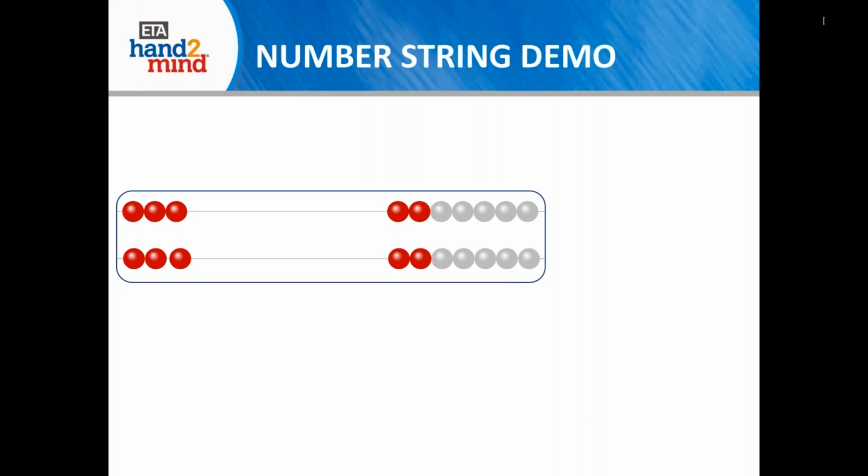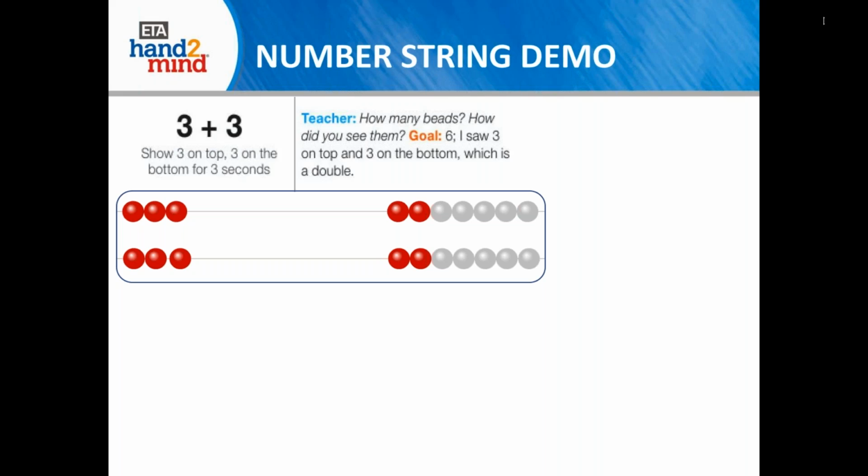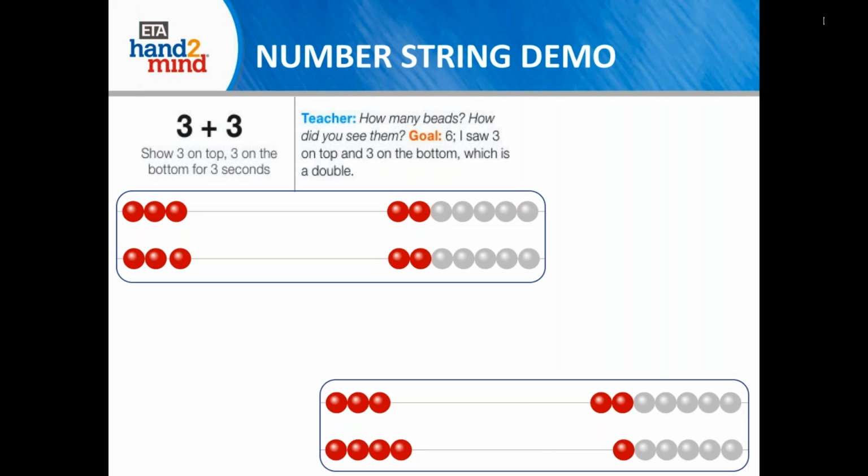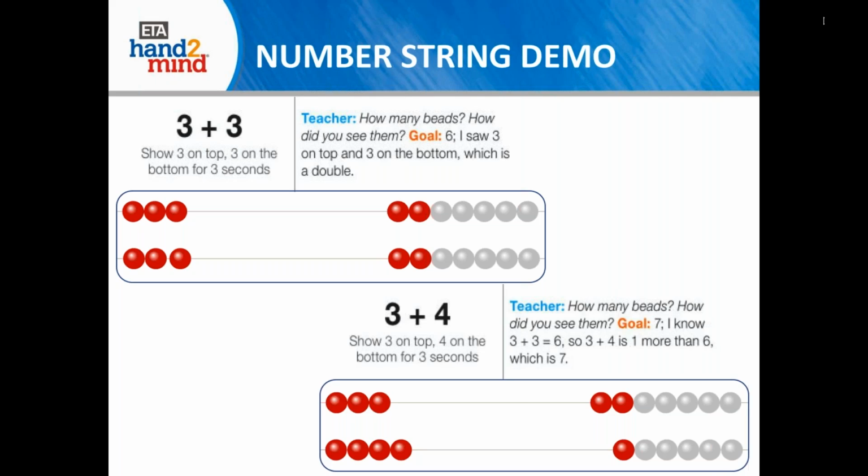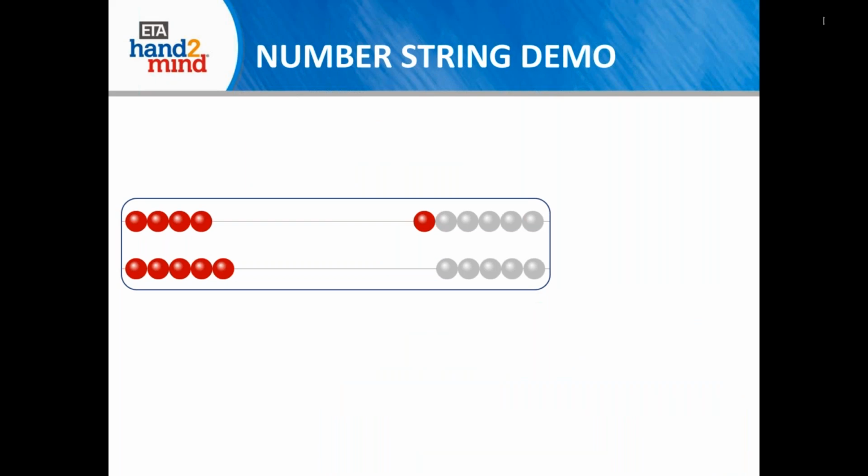Let's keep going. What if your next problem was 3 plus 3? Well, you would obviously want your students to answer 6 and be able to say that they saw 3 on top and 3 on bottom, which is a double that equals 6. Building on to that, what's 3 plus 4? You can see here that we would hope that your students would be able to say, the answer to that is 7. I know that 3 plus 3 is a doubles and it equals 6. So 3 plus 4 is just 1 more and would equal 7.